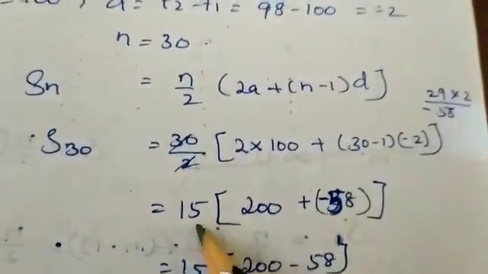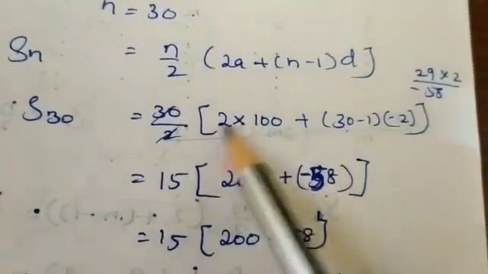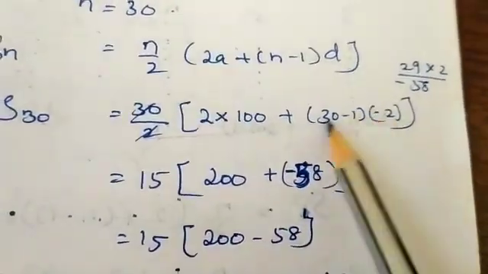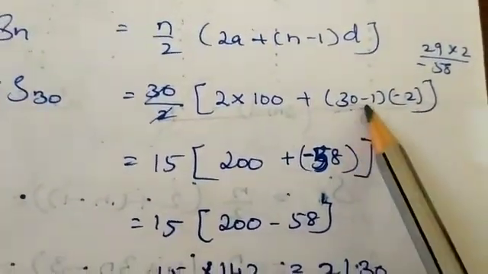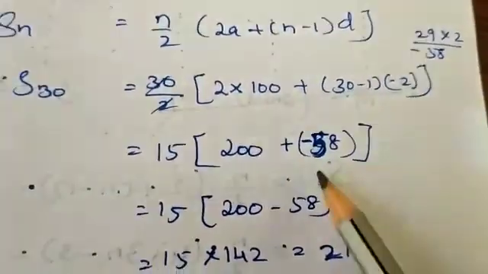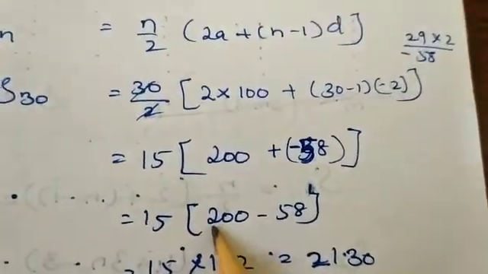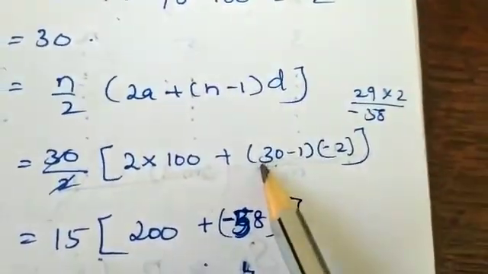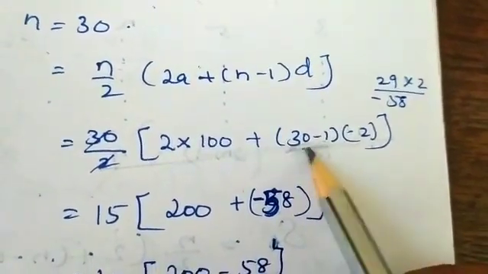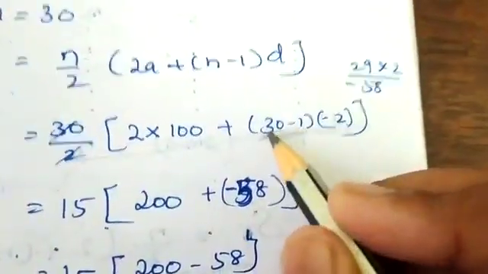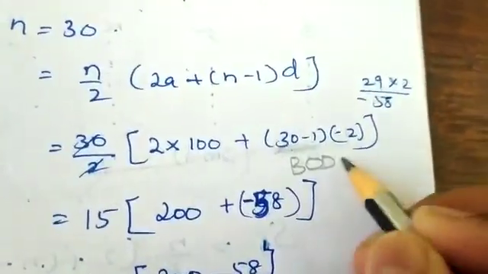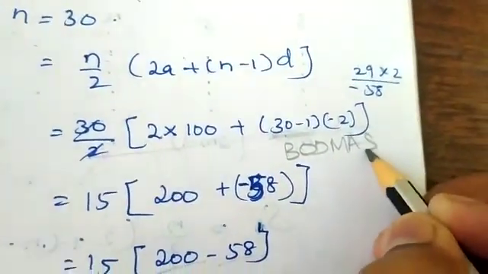So when I cancel it, it will get 15, and 2 into 100 is 200, and 29 into minus 2 is minus 58, and that is equal to 15 into 200 minus 58. Why did I take 29 here? Because according to BODMAS rule, okay, there is a rule called BODMAS.